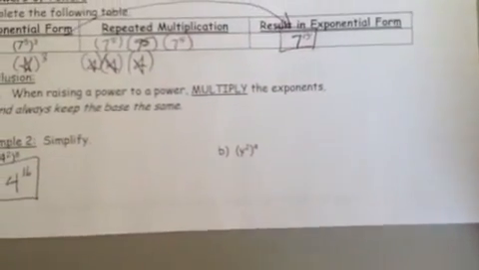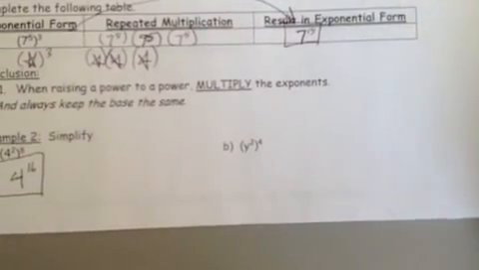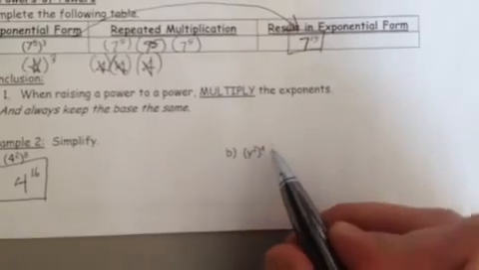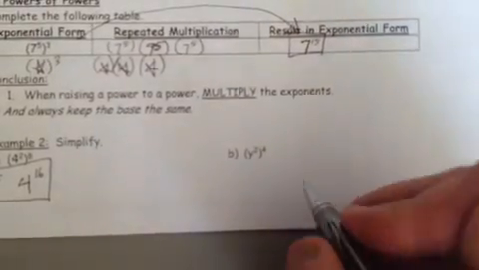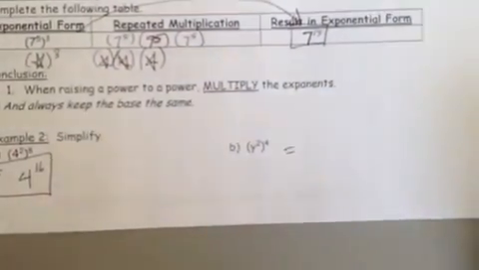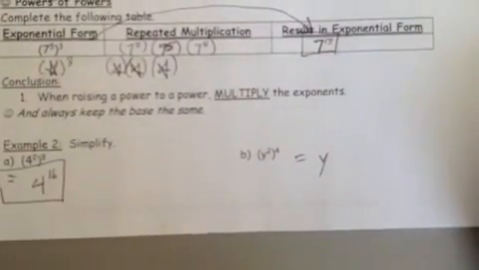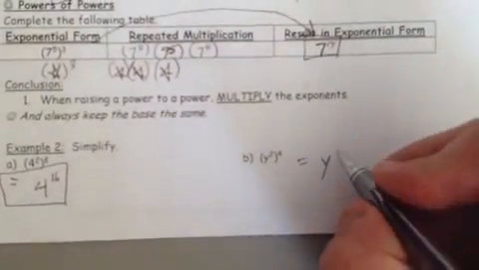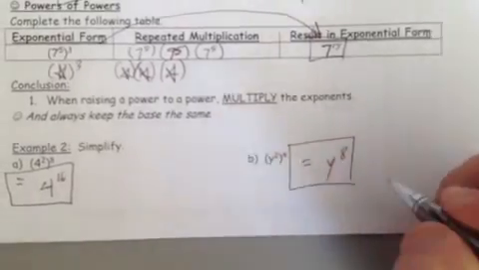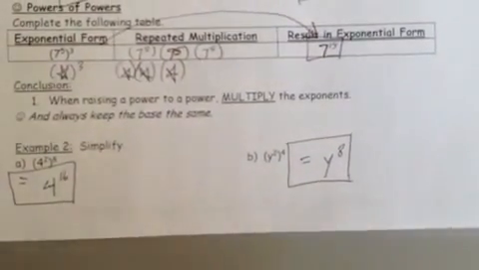This one here, question B, is y squared, all to the power of 4. So it's y to the power of 2 all to the power of 4. Again, this is a power of a power, so we're going to keep the base the same, that's the rule, and multiply the exponents with one another. 2 times 4 is 8. And so this final answer will be y to the power of 8.